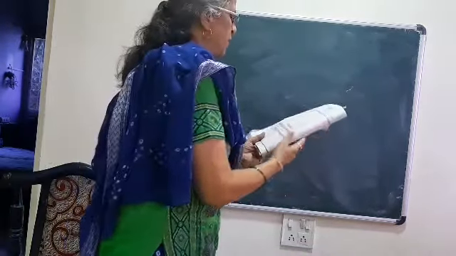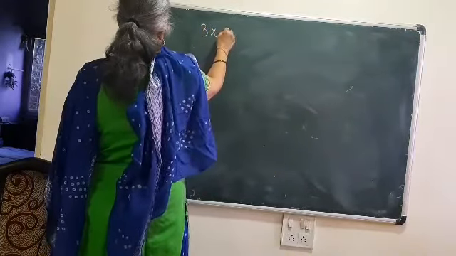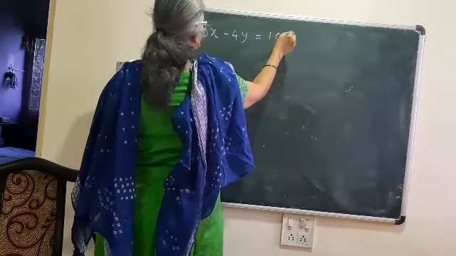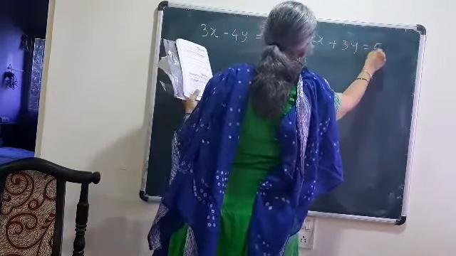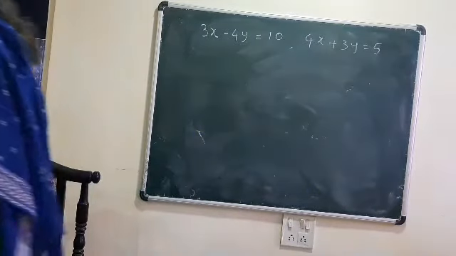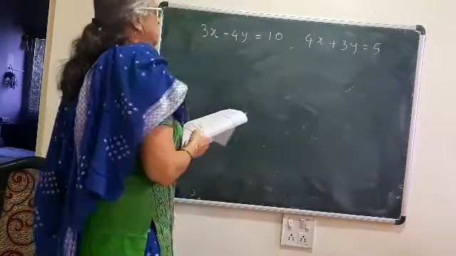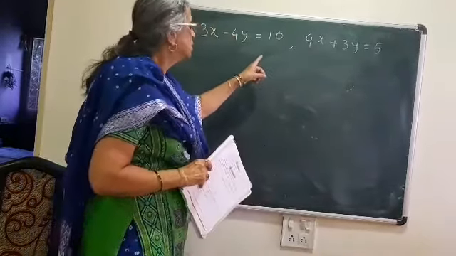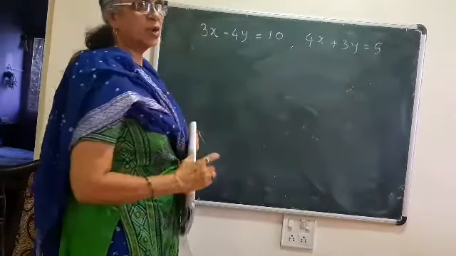So the first example: 3x plus minus 4y equal to 10 and 4x plus 3y equal to 5. That is the first example we have in our book. First, both equations are in the standard form, so it is not necessary to make any change. We will now find out D.